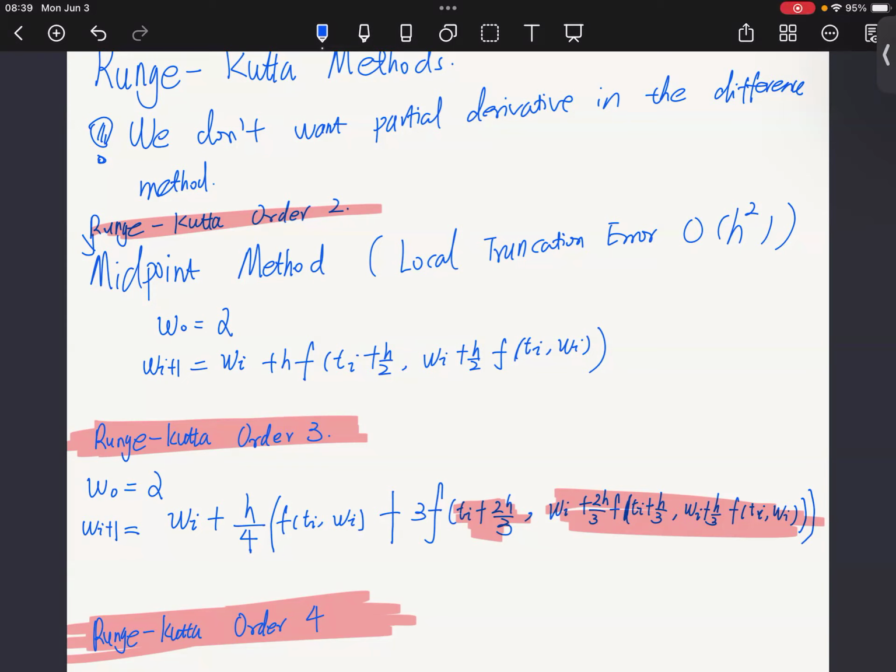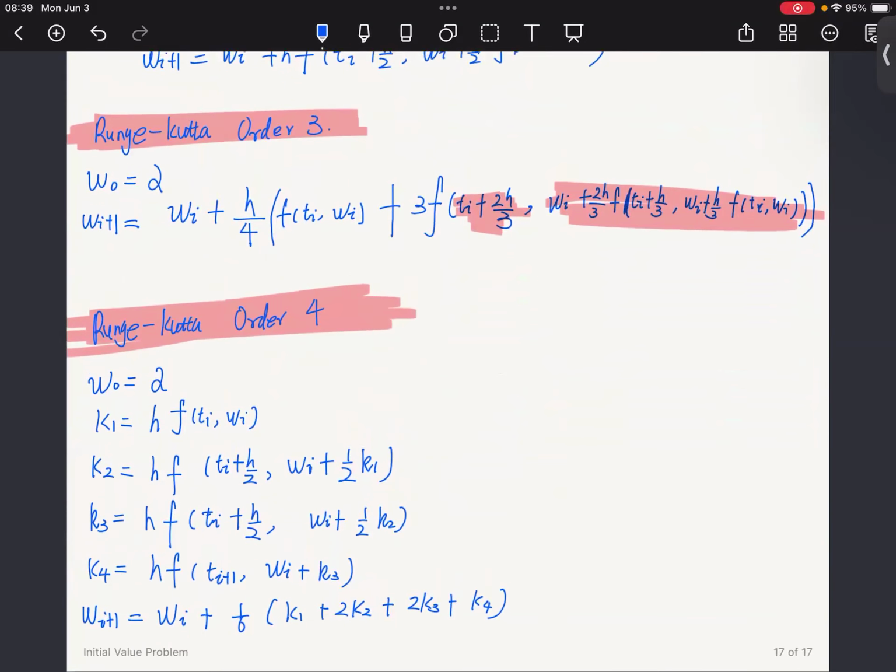Oh, only 3 times, because this one is the same as this one. We need to evaluate the f function 3 times, and for the Runge-Kutta method of order 4, actually we need to evaluate the f function 4 times: 1 time, 2 times, 3 times, 4 times. And so there are pros and cons here. This is Runge-Kutta methods, and I will come back to here later on.